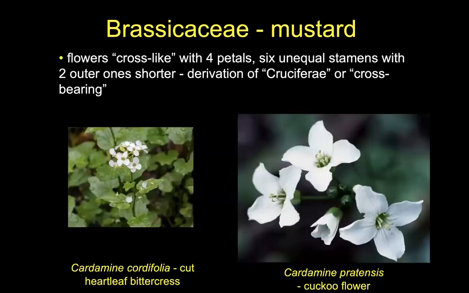Okay, so 4 petals, like the Onagraceae, but this one is going to have 6 unequal stamens. It's going to lack a hypanthium. What do I mean by unequal stamens? Well, there's going to be 2 on the outside that are shorter. So you get 4 tall ones, which you can see in the right picture, and then there'd be 2 little shorties tucked to the side of those. And yep, lacking a hypanthium for sure.